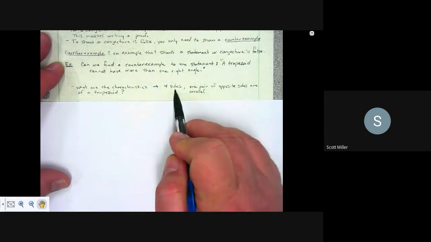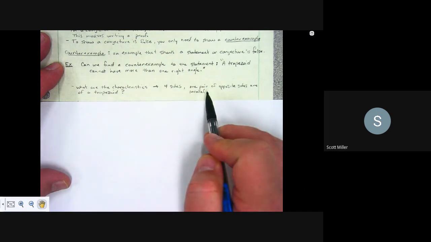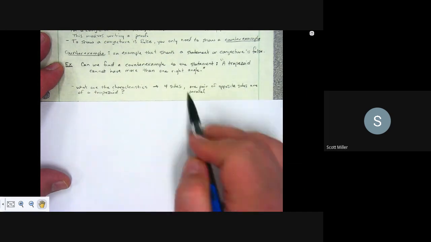It has 4 sides. One pair of opposite sides are parallel. Okay, that's the key for a trapezoid.